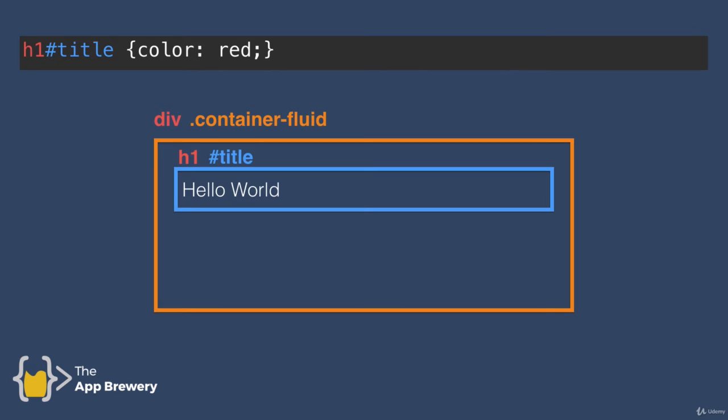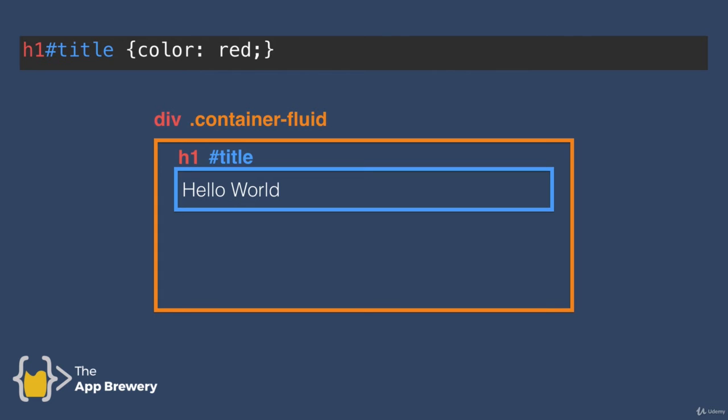So in this case, if I tried to change the color of the hello world and I wanted to combine my selectors, I would say something like: the H1 that has an ID of title should have the color red. And this is how you should read the syntax. When there is no space, you're reading from left to right. When there is a space, then it's hierarchical and you're reading from right to left.